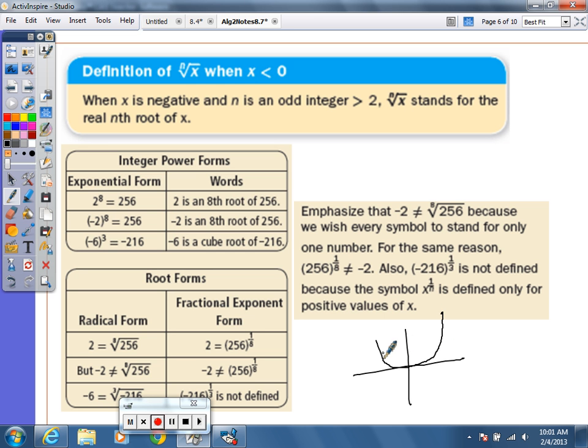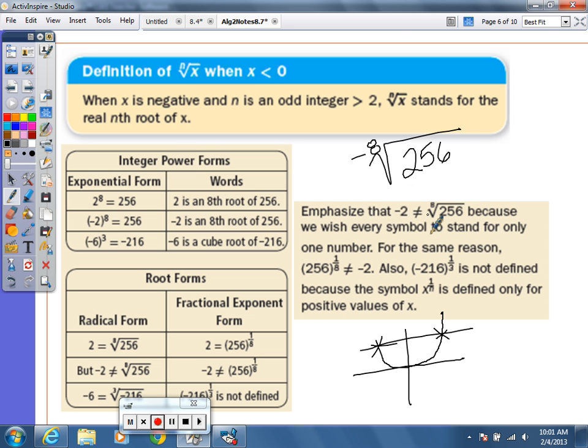X to the 8th looks like this, 256 up here. There should be 2 answers, but keep in mind, if they give us this symbol, the 8th root of 256, we are only going to give the positive because they assign the symbol to positive values. If they wanted you to say negative 2, it would have said negative 8th root of 256. That's how they'll let you know that they want the negative value.